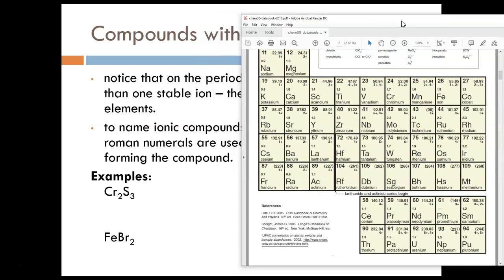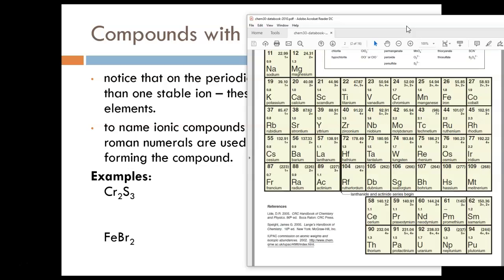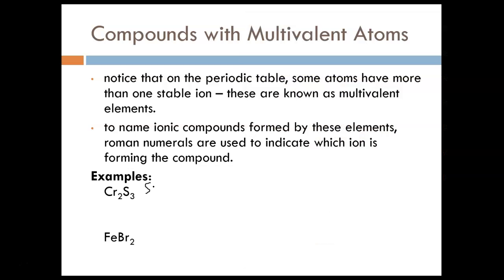So what are we actually using? Which version of chromium are we using? In order to figure that out, you look to the nonmetal first. So in this chromium sulfide, we have 3 sulfur ions. 3 sulfur ions is S2 minus, S2 minus, and S2 minus, which gives us a total of 6 negatives. We know in ionic compounds that our negatives have to be canceled out by our positives.